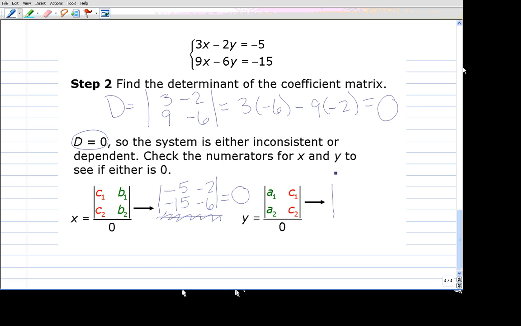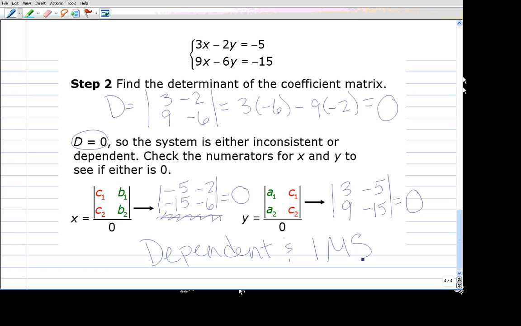So here the numerator will be 3 and 9. Those are the x coefficients. And then the y coefficients have been replaced with the constants, which are -5 and -15. That equals 0 as well when we take that determinant. So as it turns out, both of these were equal to 0. We only needed one. But since at least one of these has a determinant of 0 for this numerator, the system is dependent and it has infinitely many solutions.